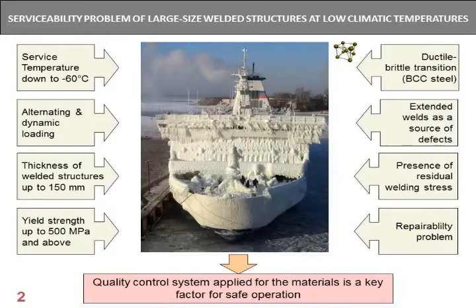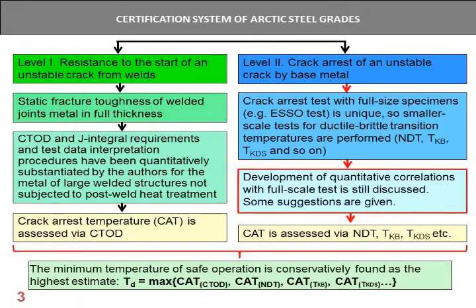This is why the safety of structure in service depends highly on the quality control system applied for the materials at the construction stage. In-service cracks usually start from welding flaws and stress concentrators of welded joints. A resistance to crack start is provided by static fracture toughness measured in terms of CTOD and J integral. If a crack starts, it has to be arrested by base metal.